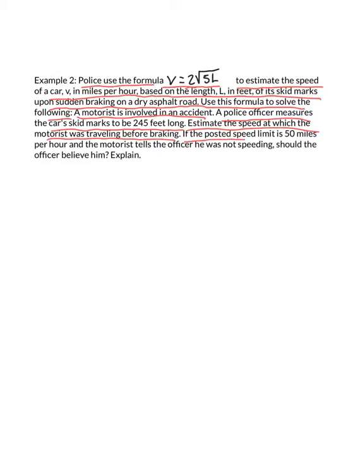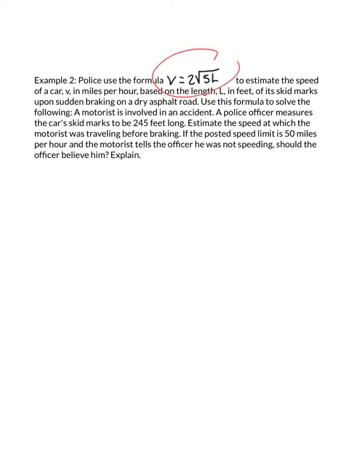If the posted speed limit is 50 miles per hour and the motorist tells the officer he was not speeding, should the officer believe him? Explain. I know this is really wordy, but honestly, you're just going to be plugging into the formula they provide for you. And even better news, you're just plugging into the right side of the formula. So I'm going to bring this formula down. V equals 2 times the square root of 5L. And the first number they give you is the length of the skid mark, 245. So 245 goes into L.